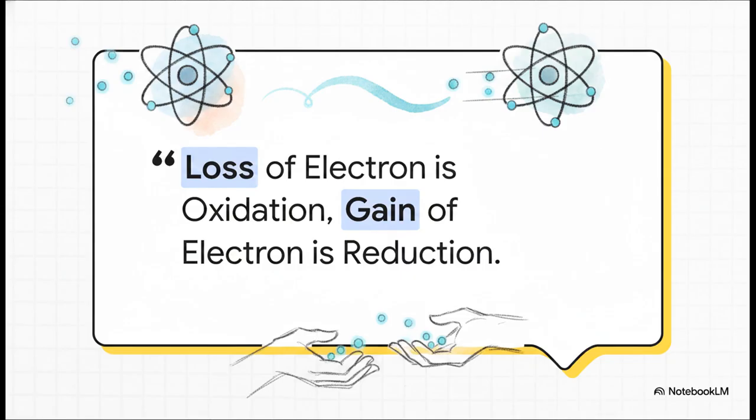LEO says GER. Loss of electrons is oxidation, gain of electrons is reduction. In a redox reaction, electrons are literally handed off from one substance to another. The substance losing its electrons gets oxidized, and the one catching them gets reduced. They are intrinsically linked. You simply cannot have a loss in one place without a gain somewhere else. It's a total package deal.